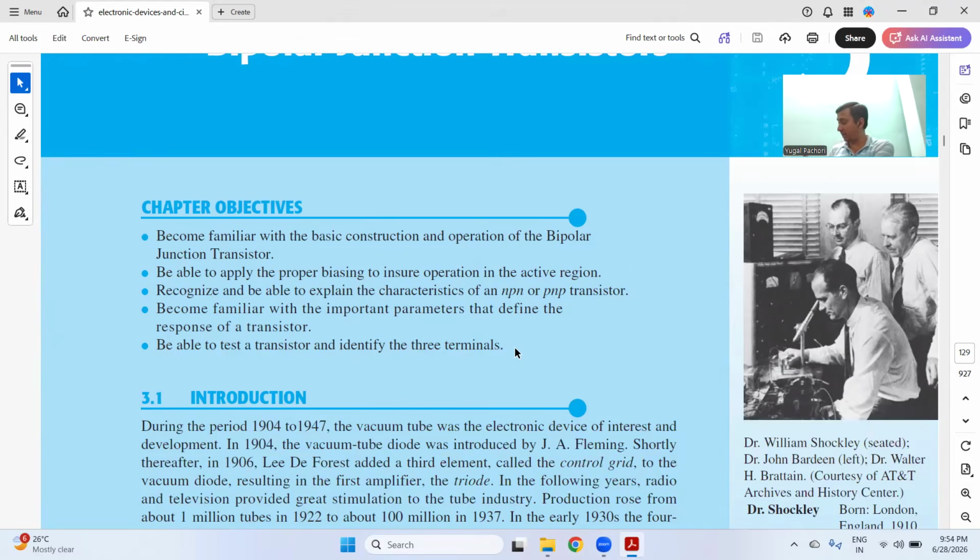Let me bring out the diary and the pen so that I can have the discussion. Give me the pen, the blue colour pen. So let's start our discussion on the BJT.